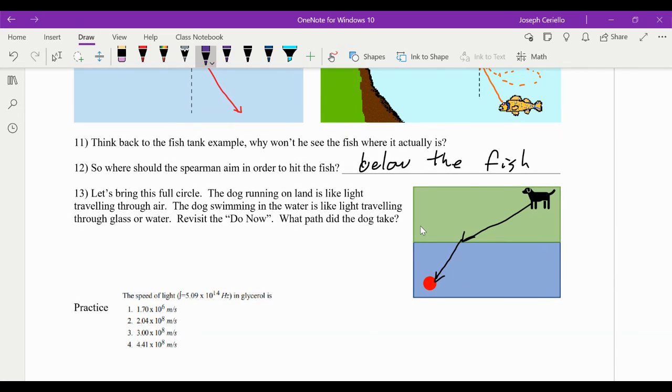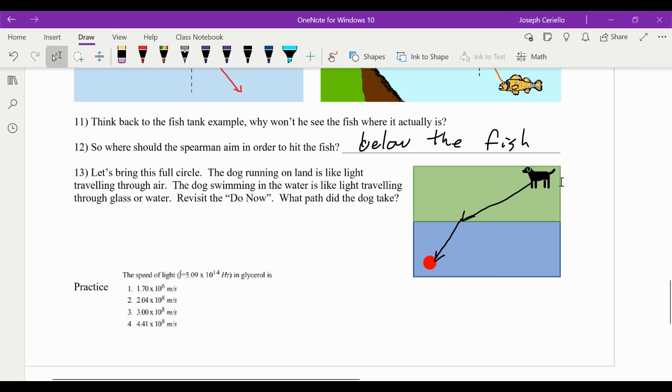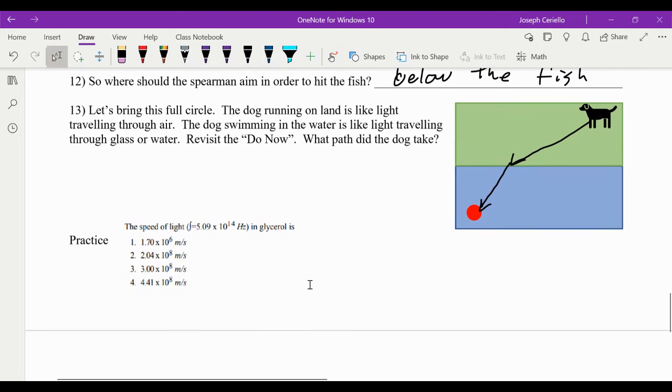So what route did the dog take? It took not a straight route, but kind of like light, where it spends a little bit more time on land and a little bit less time in the water. The route's not curved either.